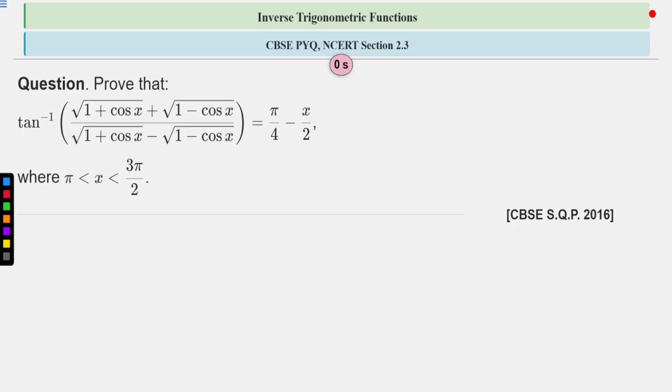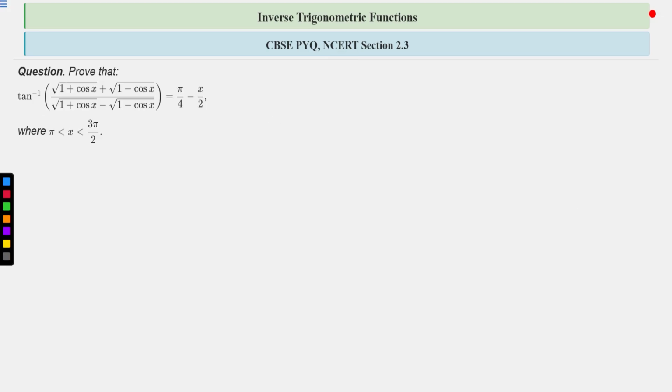Okay, let's move to the solution part. How can we solve this question? We have to prove that tan inverse of root over 1 plus cos x plus root over 1 minus cos x upon root over 1 plus cos x minus root over 1 minus cos x is equal to pi by 4 minus x by 2, where x is between pi to 3 pi by 2. Clear? Let's move to the solution part.